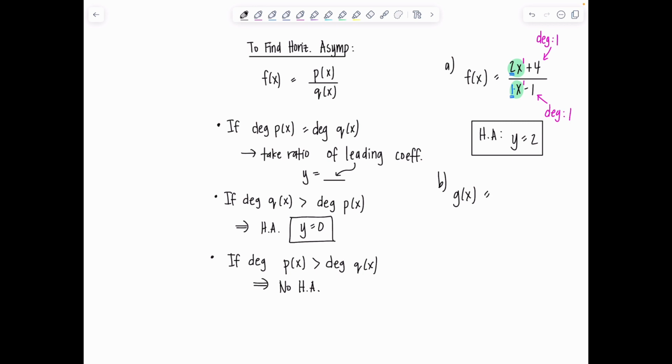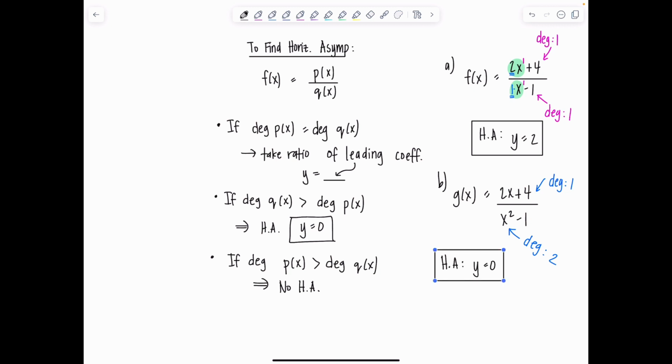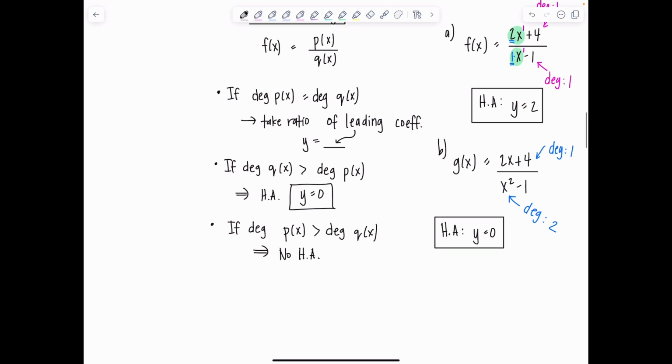g of x is 2x plus 4 over x squared minus 1. So what's the degree of the numerator? 1, very good. What's the degree of the denominator? 2. Since the denominator has a higher degree than the numerator, we're in this second case here. So automatically my horizontal asymptote is at y equals 0. Good, very good. I'm going to give you one more.